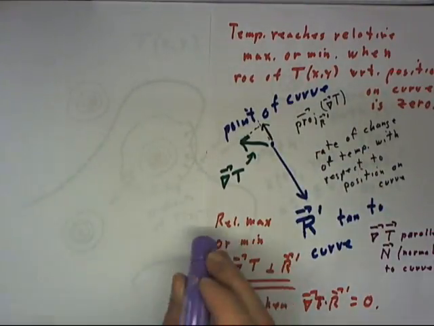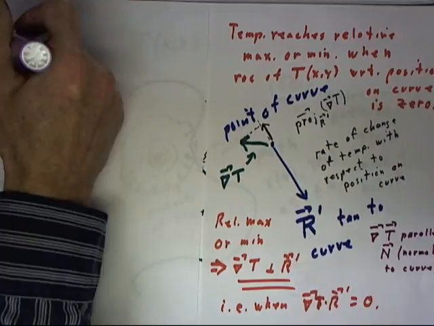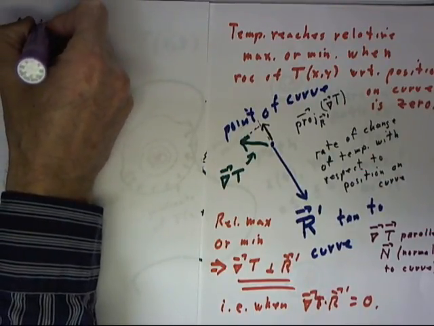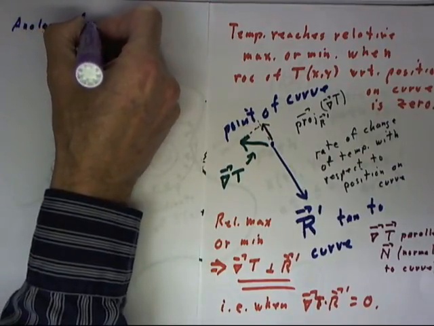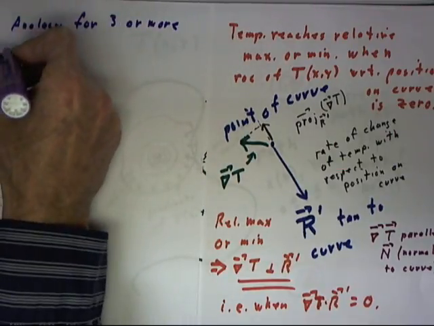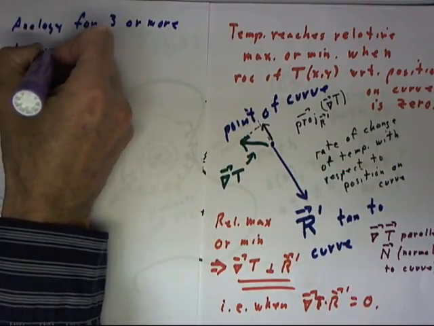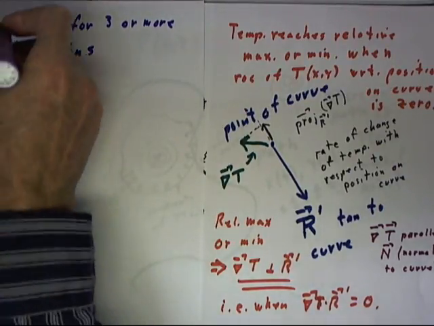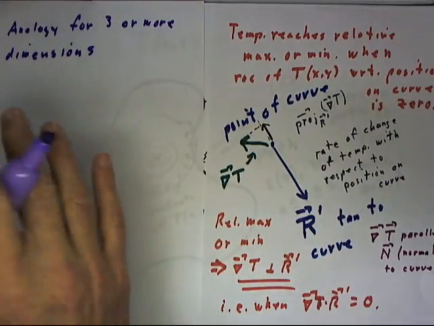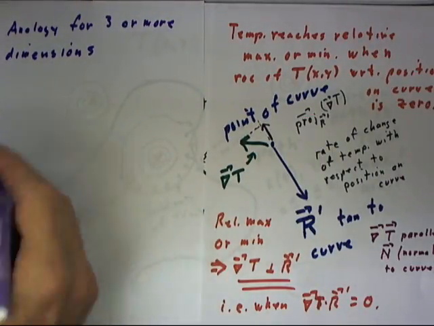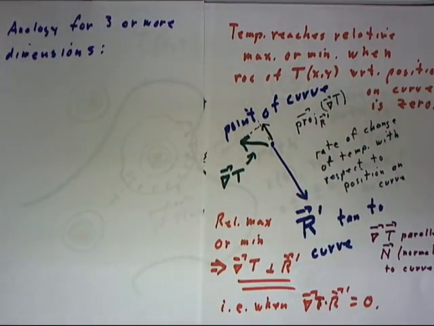I'm just going to draw an analogy to a distribution in space. So an analogy for 3 or more dimensions, in which, as I've said, we don't have just one tangent vector. In 3 dimensions, if we have a 2-dimensional surface, we have an infinite number of tangent vectors, we have a tangent plane.